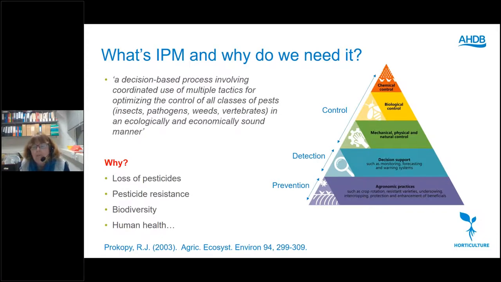And then if you have got pests, there are a number of approaches to control. There might be options for mechanical, physical or natural control. Again, there might be options for biological control, which could be biopesticides or introduced predators. And then at the top of the pyramid, we've got chemical control. And again, the theory is that you only apply the chemical control when absolutely necessary, when you've done everything else you can to avoid a pest infestation.